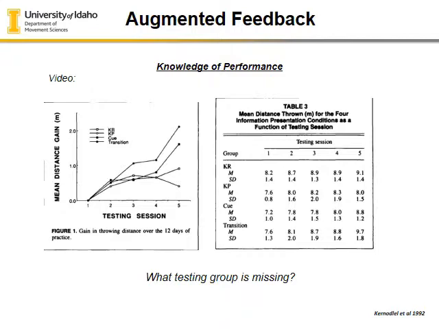If we look over here, mean distance thrown for the four groups as a function of testing, this is the distance gain, and this is actually how far they threw. Well, the knowledge of results group started throwing pretty far because they could see the results going forward. It took a little longer for the transition to improve, but in the overall scheme of everything, they improved the most. Notice that the knowledge of performance, simply just the knowledge of performance, had the least amount of gain in the process.